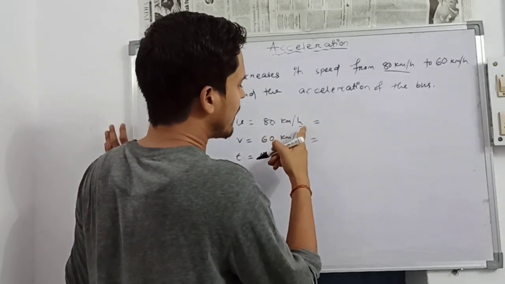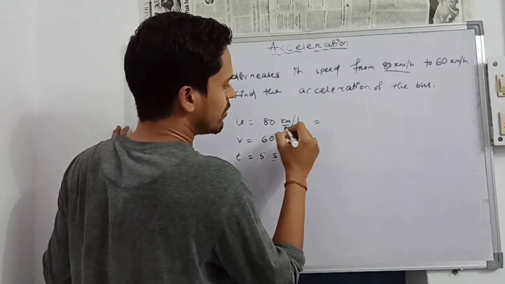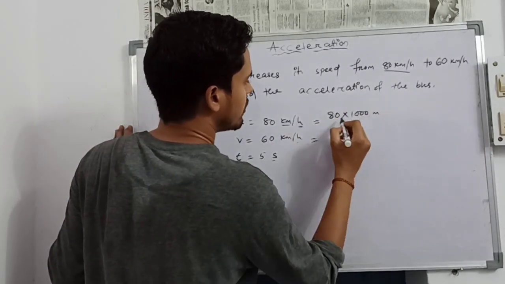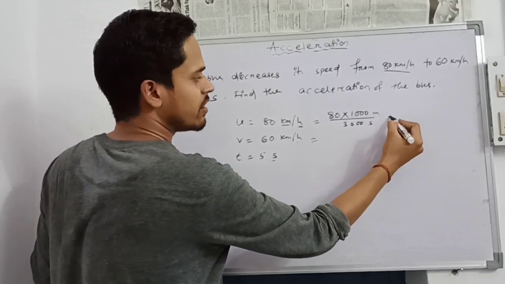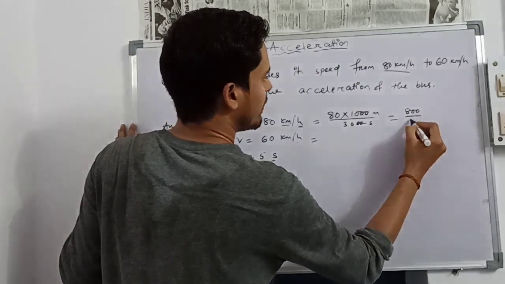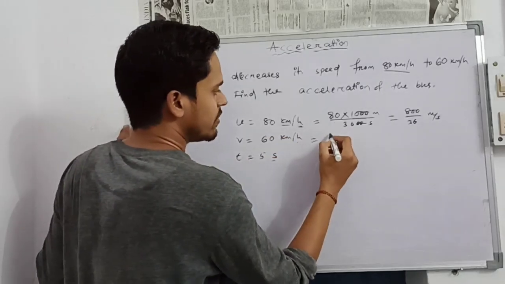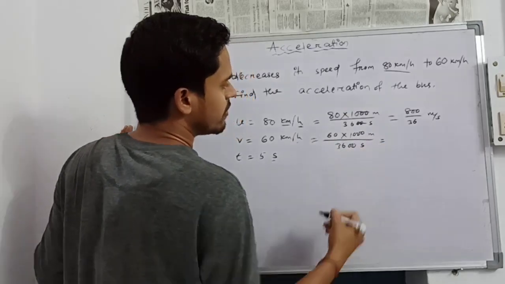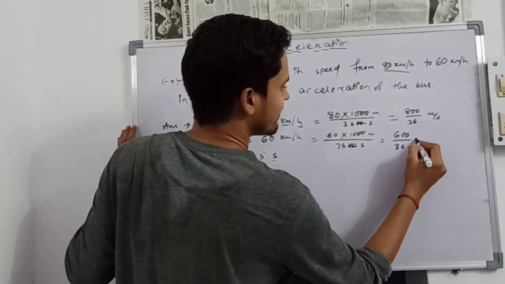So 80 km per hour and 60 km per hour. If you convert into meter per second, 1 kilometer equals 1000 meter, 1 hour equals 3600 seconds. So 80 into 1000 meter divided by 3600 second. Getting? For meter per second we are getting here. To solve this, 800 divided by 36 meter per second. Leave it here. Here you will see 60 km per hour. Same, 60 into 1000 meter by 3600 second. So it is 600 divided by 36 meter per second.